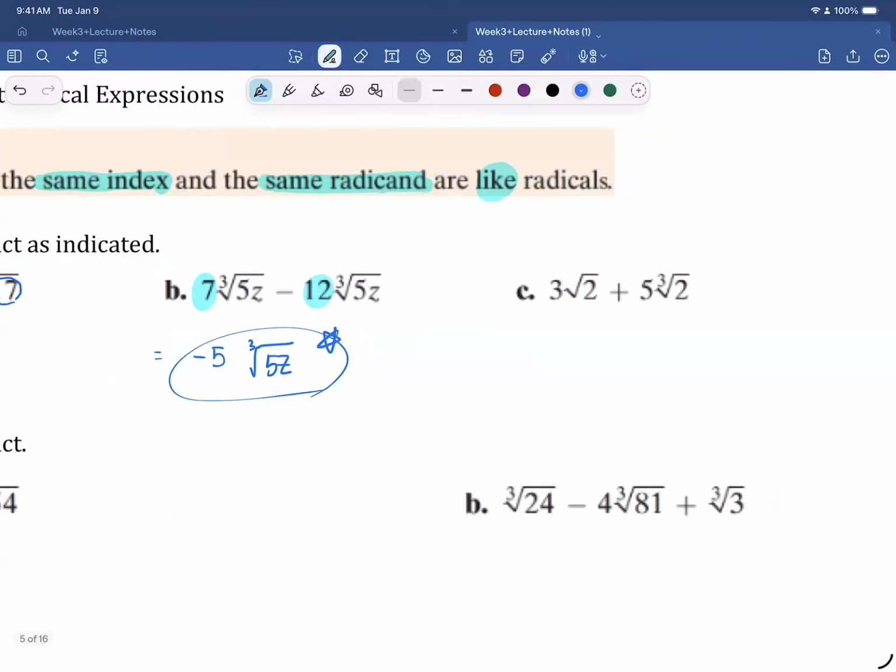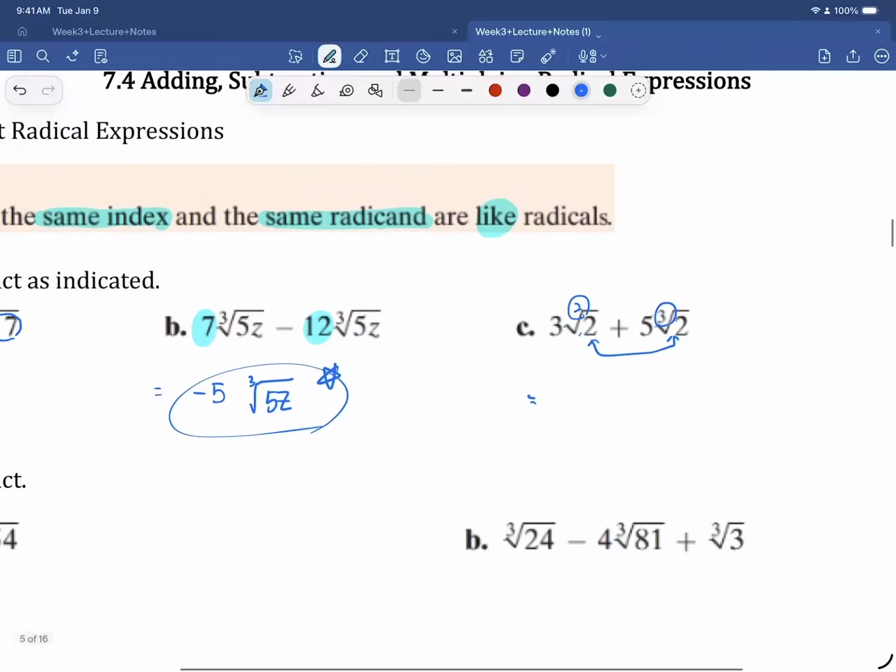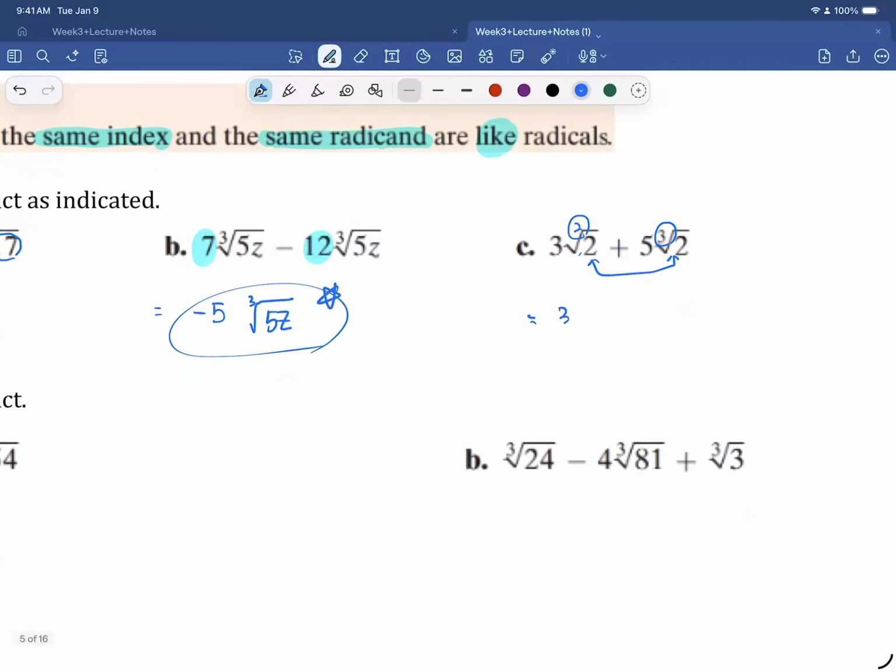But the next example, as you can see, we have a different index. We have 2 and we have 3. So this is not like. Even though we have the same radicand, 2 and 2, right, they have a different index. So that's why we cannot add up 3 plus 5. We just copy it down. You cannot combine these together, because they have two different indexes. So if the index of one of them is different, then you cannot combine.